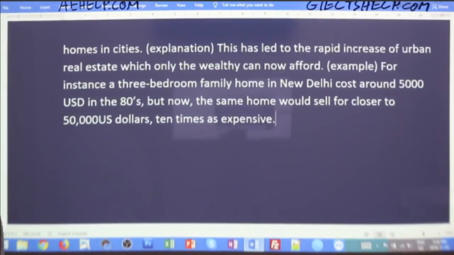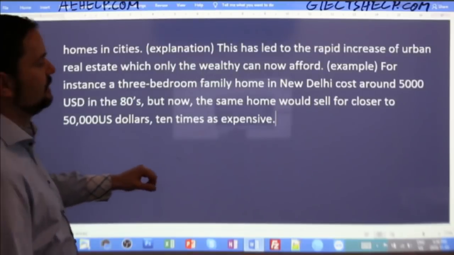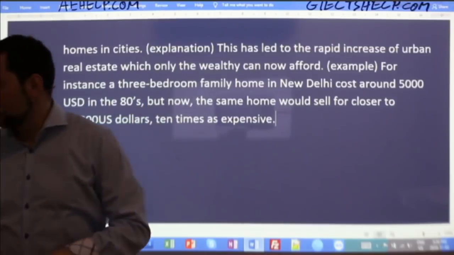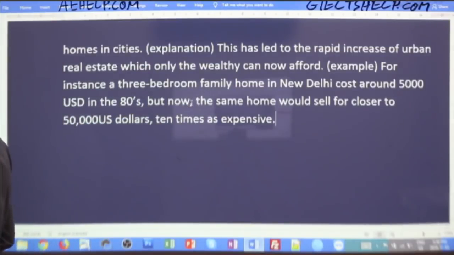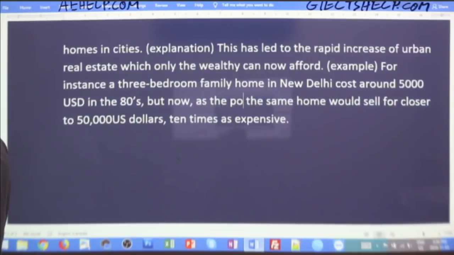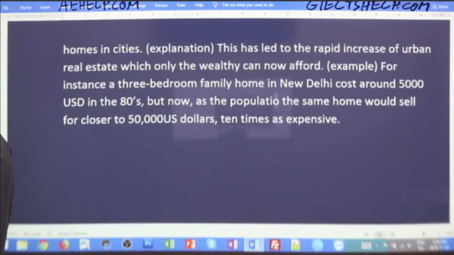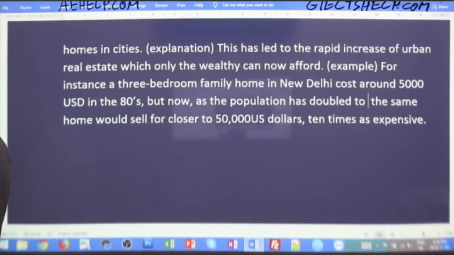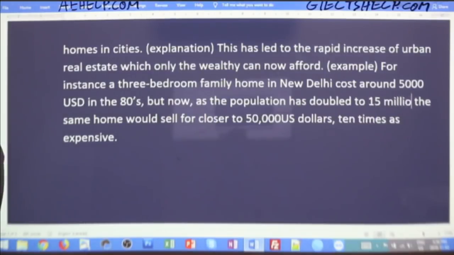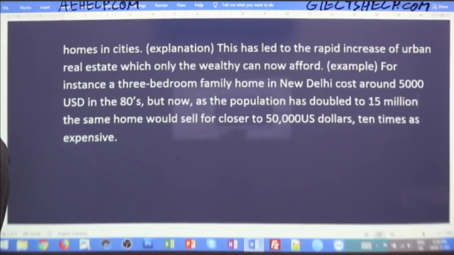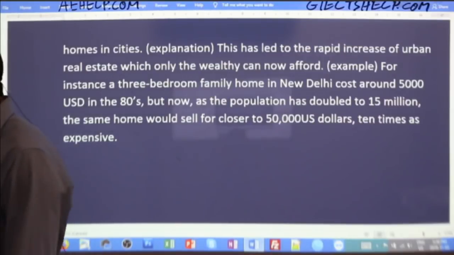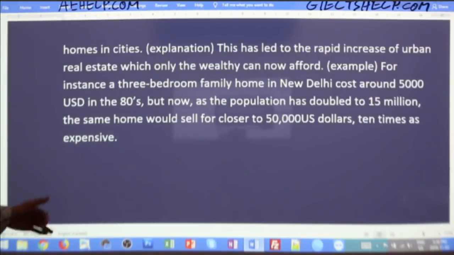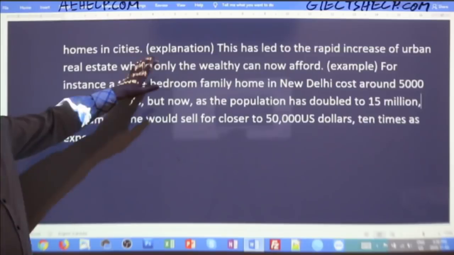Again, I'm sure a lot of you can think about examples. Remember to think of the relative difference. So, a family home in New Delhi used to cost around 5,000 US dollars, but now, as the population has doubled to 15 million, I'm not sure how many citizens New Delhi has, the same home would sell for closer to 50,000 US dollars, 10 times as expensive, okay? So that would be a specific example to the explanation.